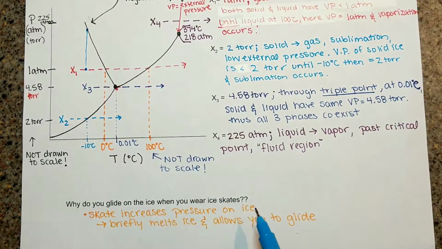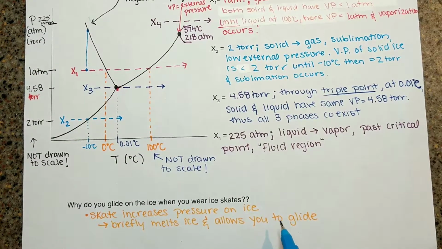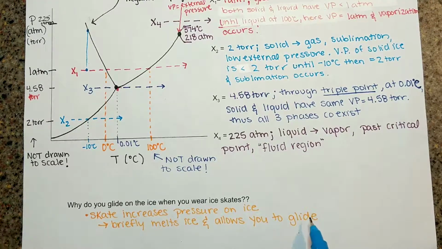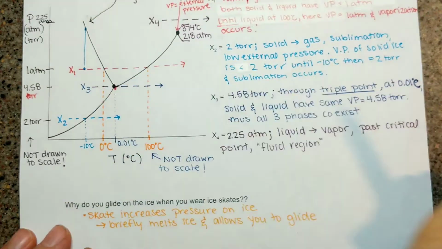So I skate, increase the pressure on the ice, that briefly melts the ice and then allows us to glide across the ice. And then after I'm done gliding across the ice, my skate leaves, so my pressure decreases, and then it goes back into my solid phase.